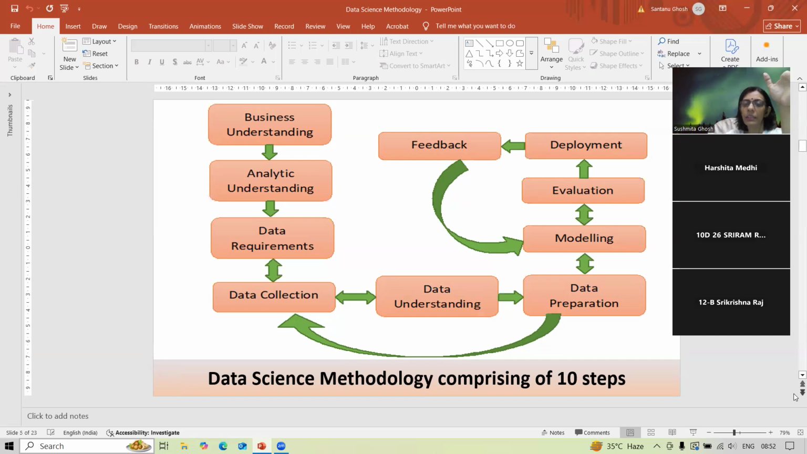Okay. Now, business understanding and analytical understanding is the first module. Data requirements and data collection is the second module. Data understanding, data preparation is the third module. Modeling and evaluation is the fourth module. And deployment and feedback is the fifth module. So you must say that I'm making 5 teams and every team is going to work on these 2 modules each.